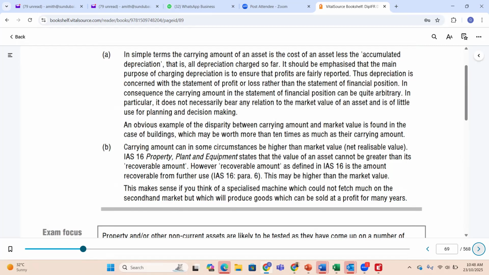Now, can this revaluation surplus in OCI be transferred to retained earnings? Yes, it can, systematically over the life of the asset. How do you calculate that? New depreciation minus old depreciation. Then the reverse also goes the same every time. Then we talked about depreciation.